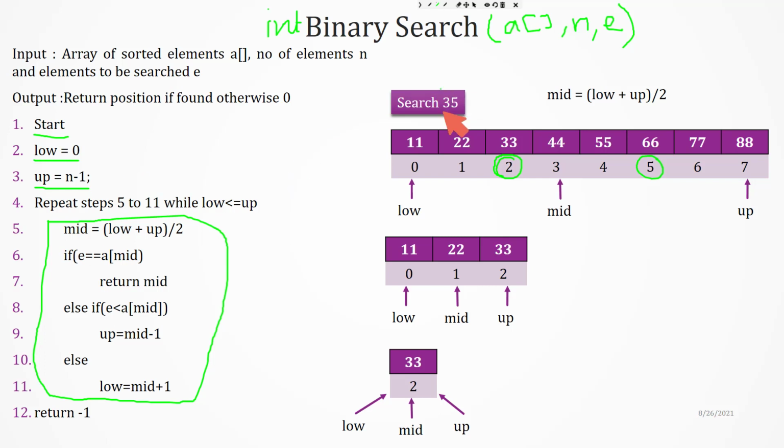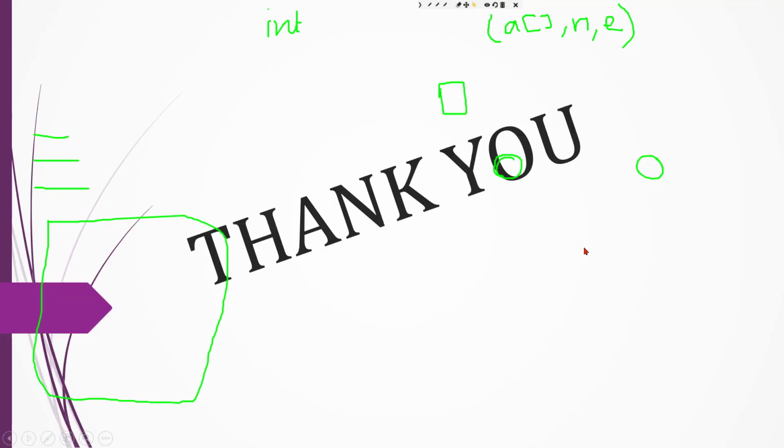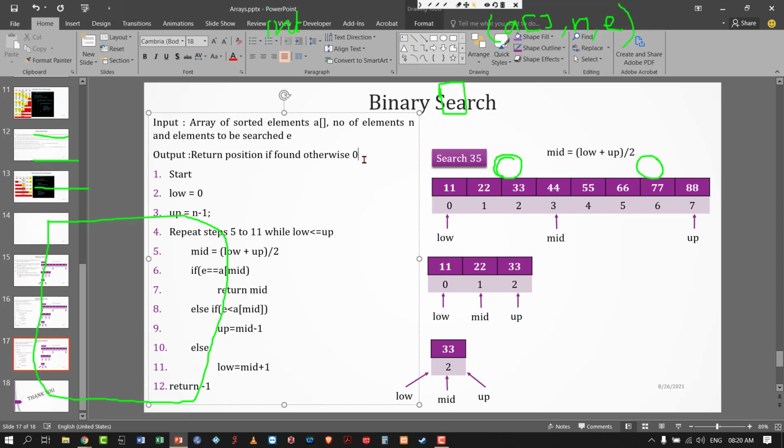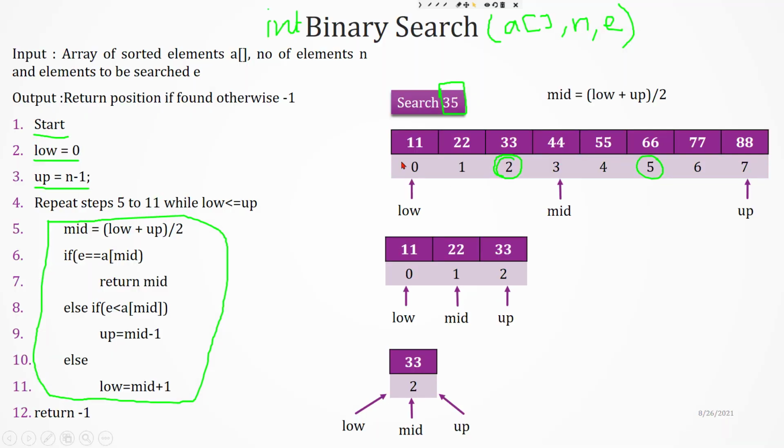Here I am searching 35. And one thing you must know is that 33 is not in the array. Small mistakes are there in the PPT, that's why I'm making the corrections also. If the element is found, then the position will be returned. Otherwise, it will return minus 1.